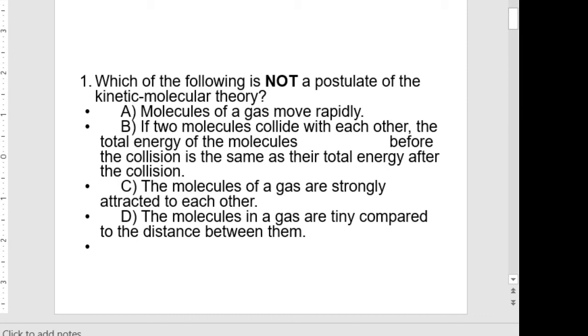Molecules in the gas are tiny compared to the distance between them. Absolutely. We said the molecular volume is insignificant compared to the space between them. So C would be our answer for the wrong one, which one is not part of kinetic molecular theory.